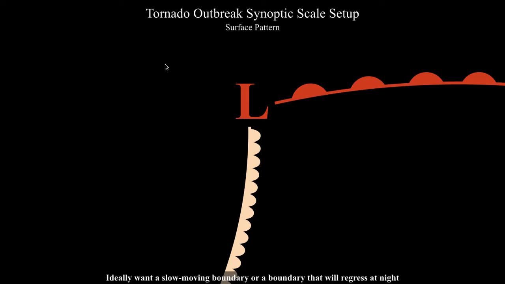So here we're focusing on the synoptic scale setup. We're not focusing on the stuff that you would get from soundings. We're just looking at big picture features in the atmosphere that might be a signal that we could have an active tornado day.